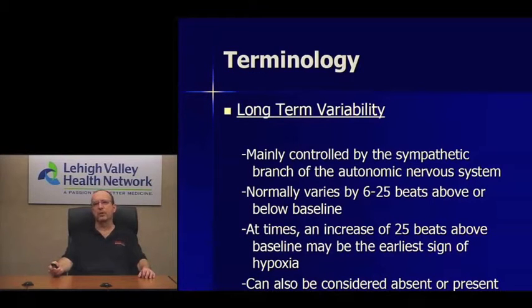Long-term variability is mainly controlled by the sympathetic part of the autonomic nervous system. It usually varies 6 to 25 beats above or below the baseline fetal heart rate, which is that average fetal heart rate that they determine at the referring hospital. And if the variability is greater than 25 beats, that can also be another sign of hypoxia for the baby. And the long-term variability can be considered absent or present also.